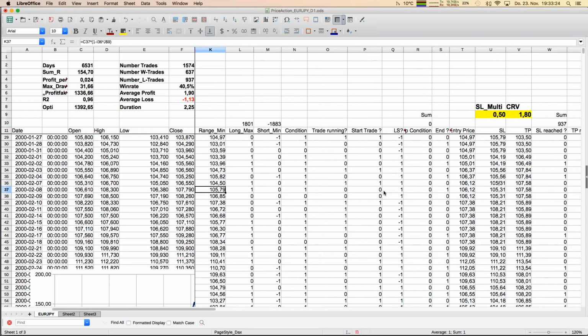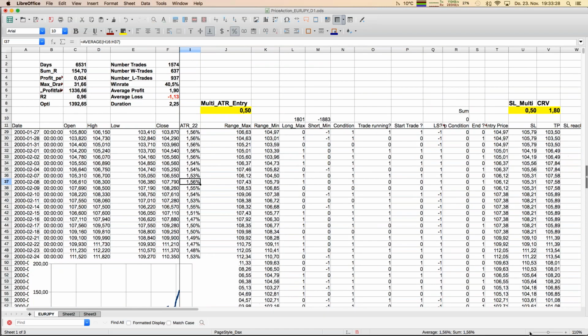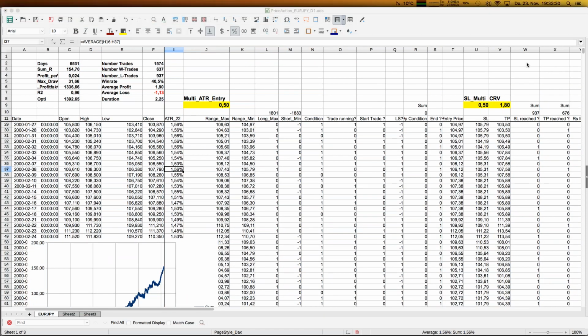And now back to the degrees of freedom. Let me zoom out here a little bit. You see that I have marked 3 numbers in yellow. One is the multiple for the ATR for our entry levels. Then I have a multiple for the ATR for the stop loss setting, and I have the risk reward ratio for setting the take profit.